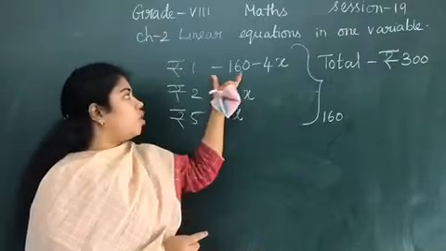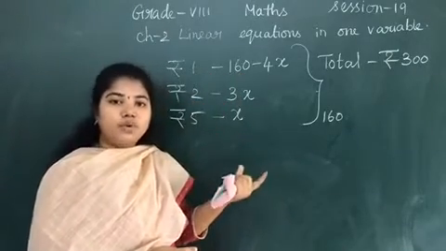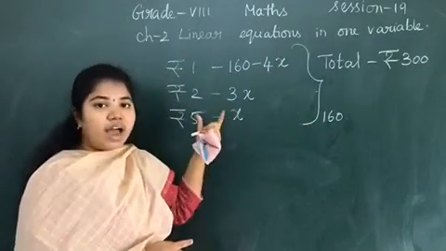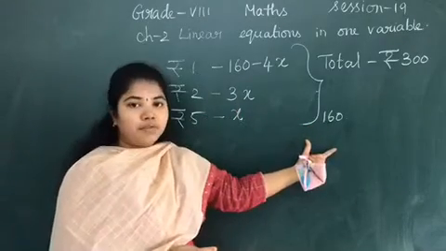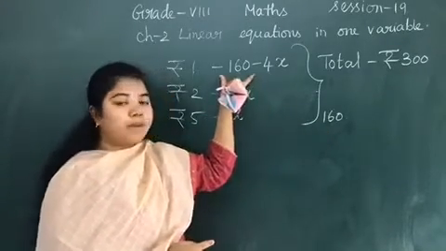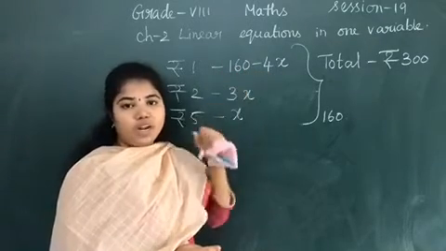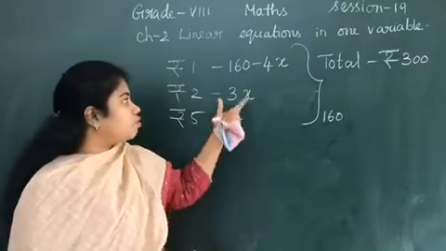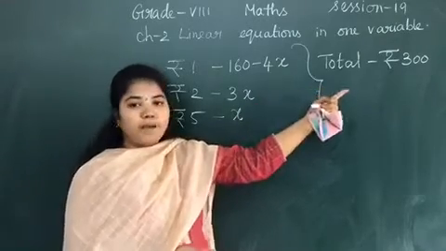Now I have to move on to rupees 1. There is no hint for rupees 1, so what can I do? I can take the total, add these two, and if I subtract this sum from the total number of coins, I will get rupees 1. So 160 minus 4x is the rupees 1 denomination. When I get the x value, I will substitute it in these values only, so that I get the denomination.